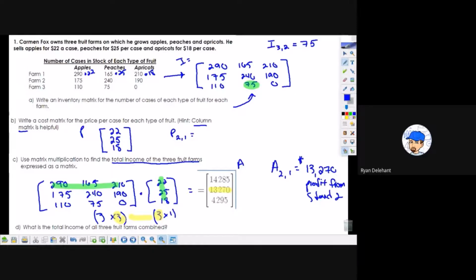From stand 2. Profit from stand 1 is the top number. How do you find the total income from all three of them combined? Just gotta add those up. And so when I added them up, I got $31,850, which I hope is right.